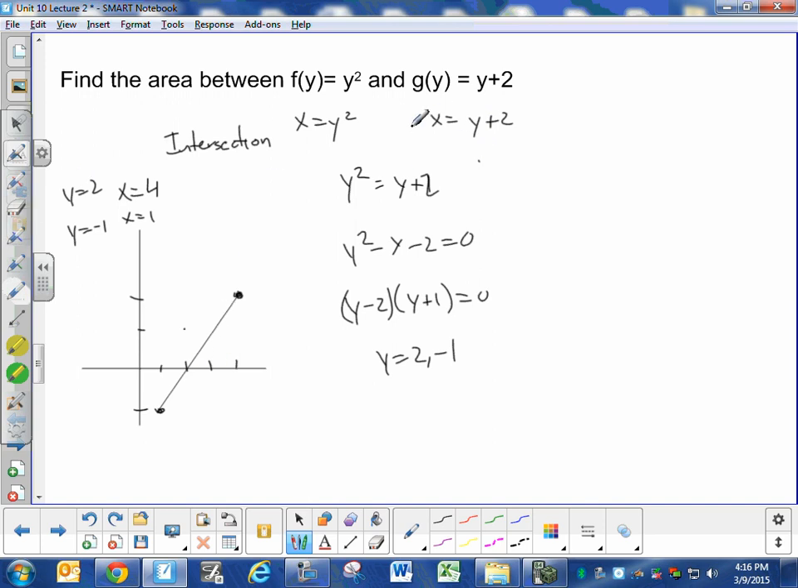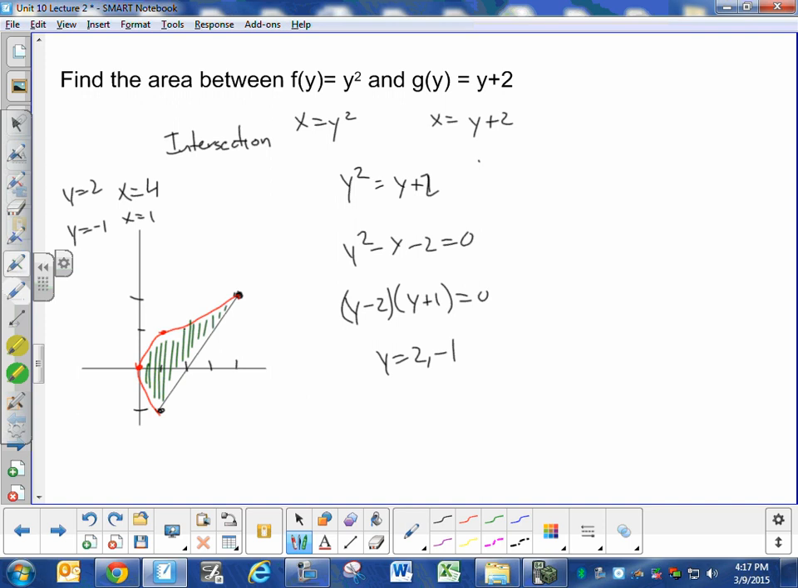That works. Now we can graph x equals y squared. You can either solve for y and you get plus or minus root x, or just pick out some y's and let's find some x's. So when y is 1, x is 1. So (1, 1) is a point on x equals y squared. When y is 0, x is 0. (0, 0) is a point on x equals y squared. My graph of x equals y squared, that's not a function, will look like this, just like a parabola on its side. And we need to find this area here.